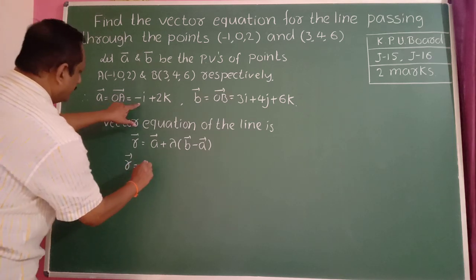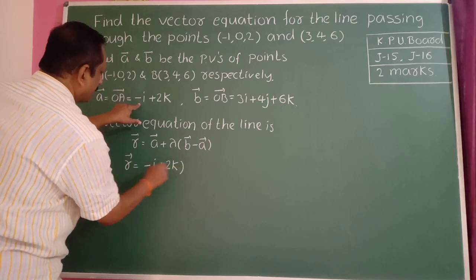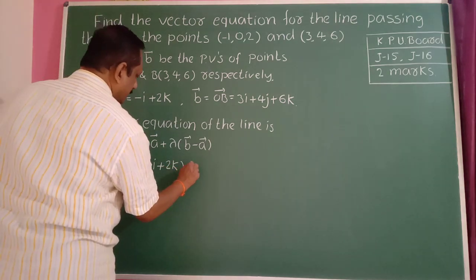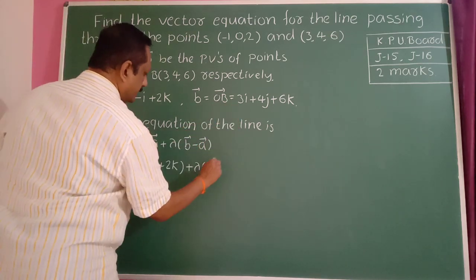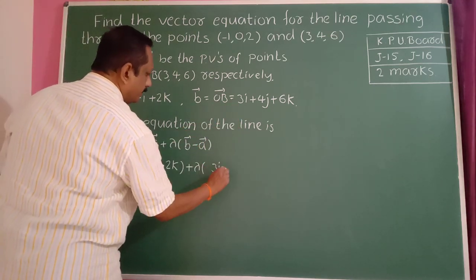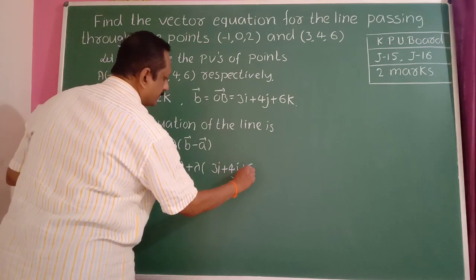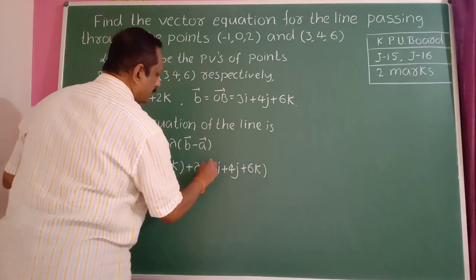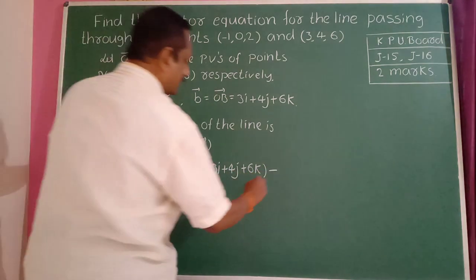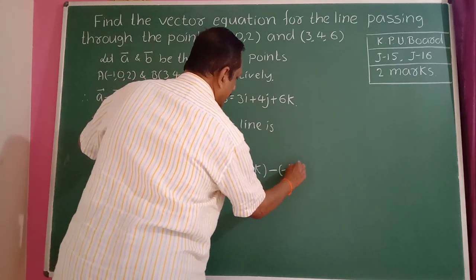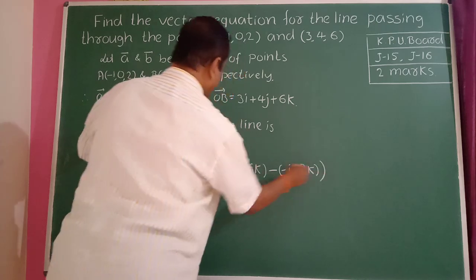A bar, which is minus i plus 2k, plus lambda into B bar, which is 3i plus 4j plus 6k, minus A bar, which is minus of minus i plus 2k. Bracket complete here.